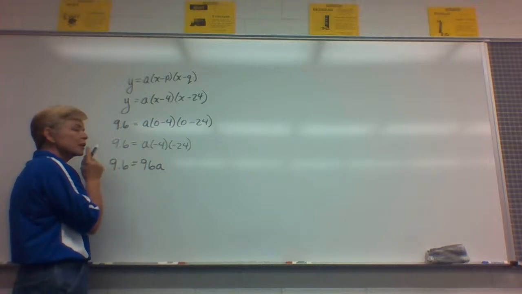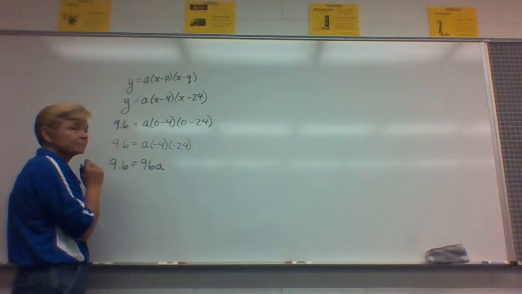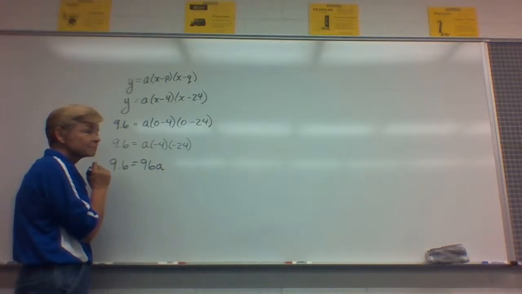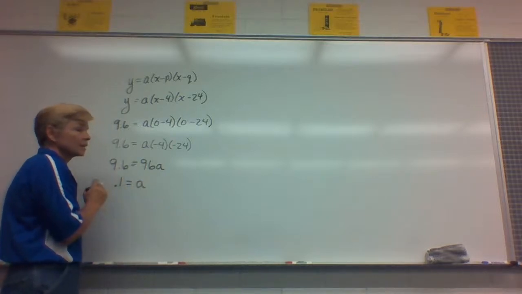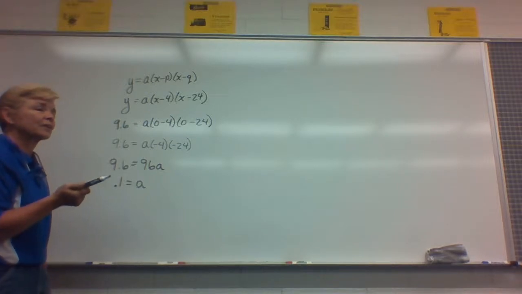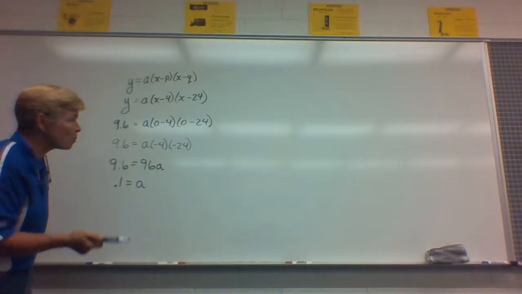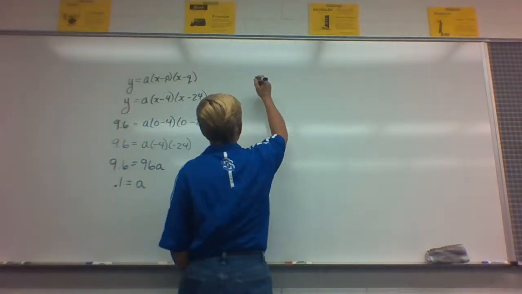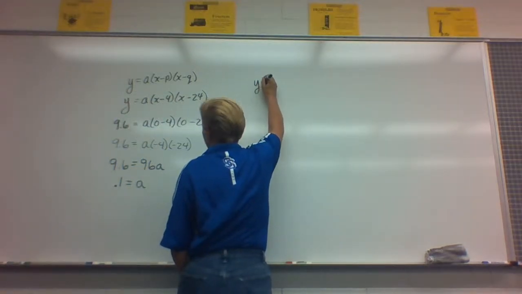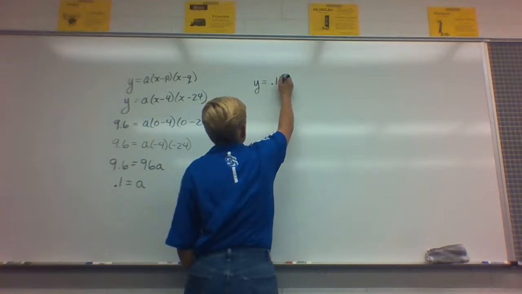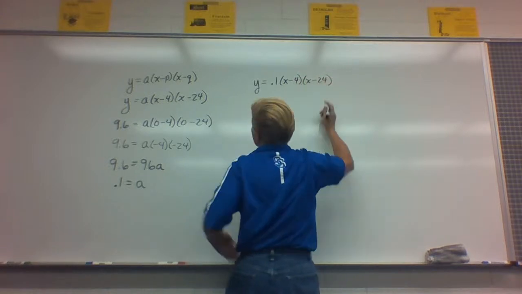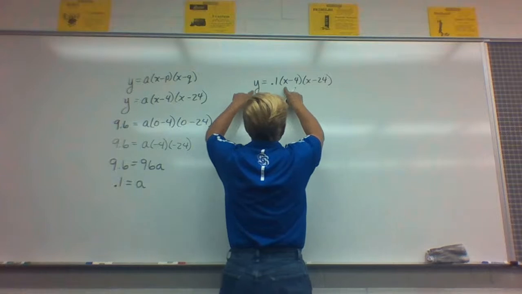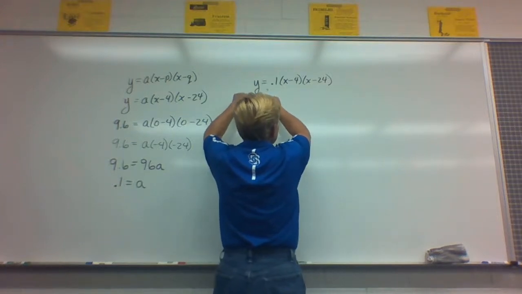Divide by 96. Does anybody know without their calculator what 9.6 divided by 96 is? 0.1. Very good. So we now have A. So we come back and write the equation with the y back in as a variable for generating all the others: y equals 0.1 times x minus 4 times x minus 24. So we come back to the form we started with, and there's our equation with the x's returned as variables and the y returned as a variable to generate all the other points.